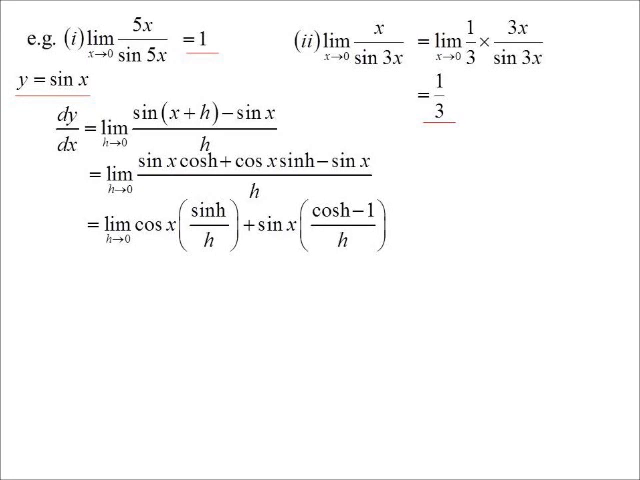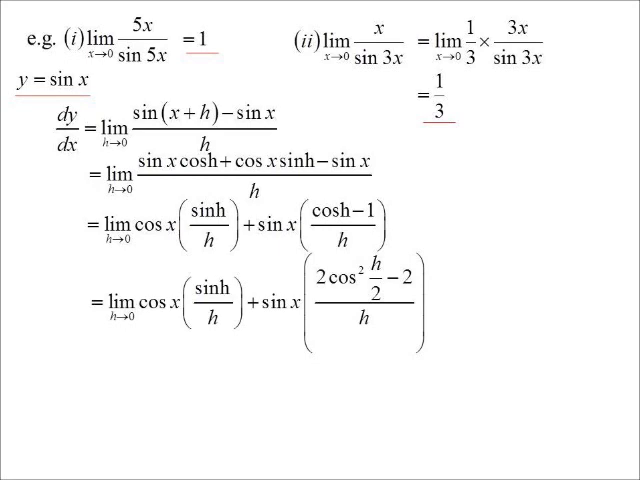What's that limit? Well, if I play around with double angles, cos h would be the same as 2 cos squared h on 2 minus 1, but then subtract another 1, we get minus 2. So let's come from my double angle result.